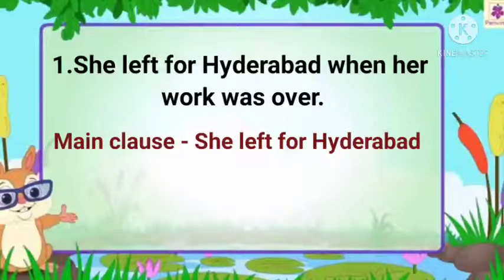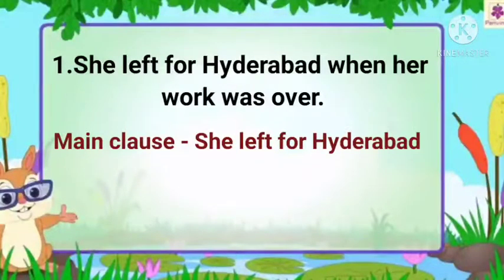Why did we select it as a main clause? Because that particular group of words can stand alone. That is an independent group of words. That's why it is a main clause. If needed, we can also make it a sentence, isn't it? Is there anything wrong in that? No. She left for Hyderabad. We got a complete meaning, complete sense. So that's why it is called a main clause.